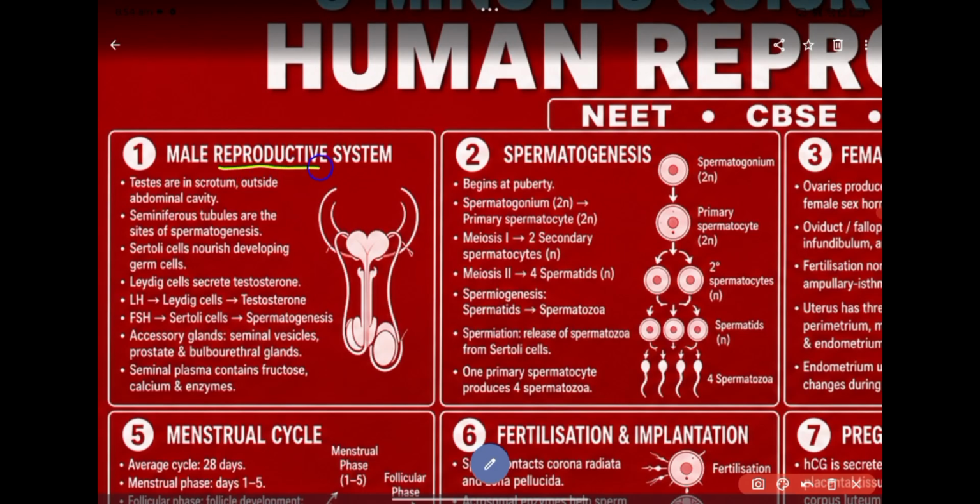Male reproductive system. Testes are placed inside a sac-like structure called scrotum, which provides the optimum temperature for spermatogenesis, that is 2 to 3 degrees Celsius lower than the body temperature. Then seminiferous tubules: this is the site where spermatogenesis occurs, that is, sperm production occurs.